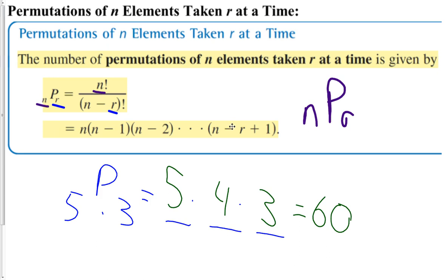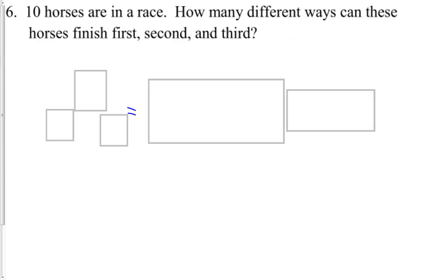So 5 options for the first, 4 options for the second, 3 for the third, right? An example of a question like why you would use 5P3 would be, say we had a race with 5 kids, and how many different ways can we have the first 3 finishers? And it would be 60 different options of the first 3 finishers.